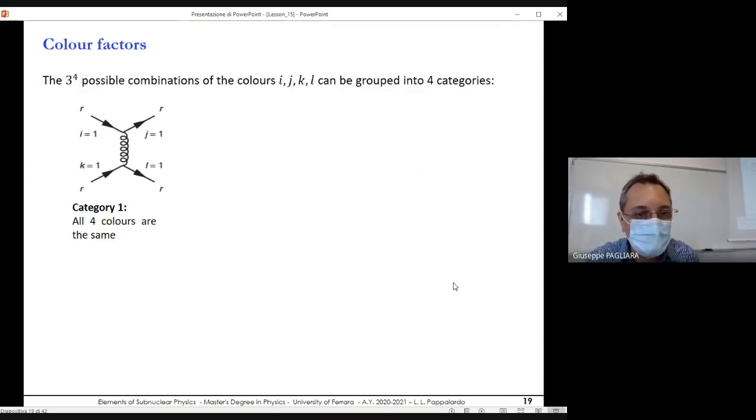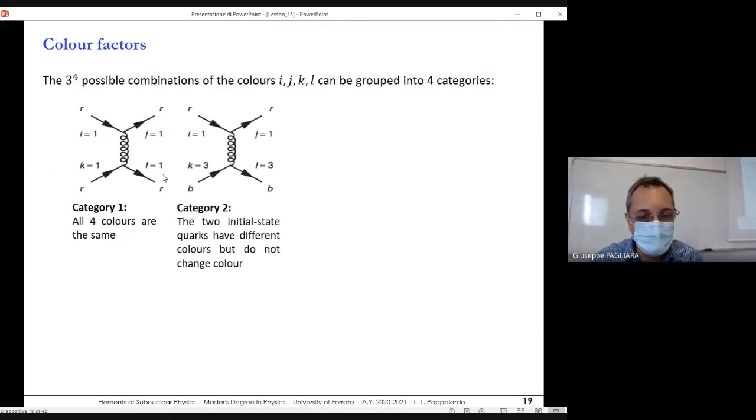So we can consider 4 different categories of processes, and for each of them we will calculate the color factors. So the first category is this one here, the most simple one: red into red. So the color index is 1 everywhere. All colors are the same.